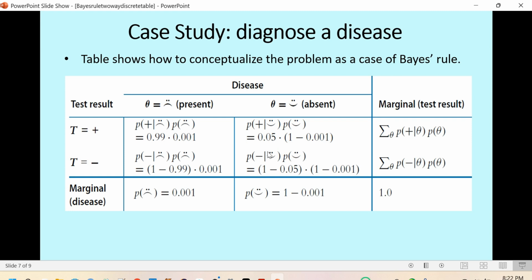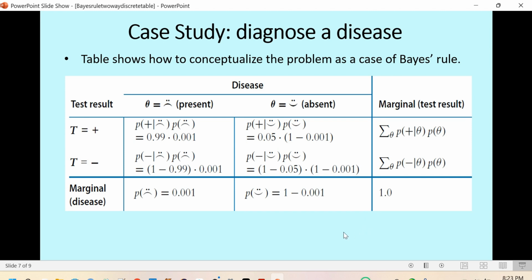And similarly, we fill in the last field, where the person has no disease and the test result is negative. This is the prior probability of this person having no disease times the conditional probability of negative given this person has no disease. And this probability actually is 1 minus 0.05. So we fill all 4 fields and we can calculate the marginal for these 2, right?